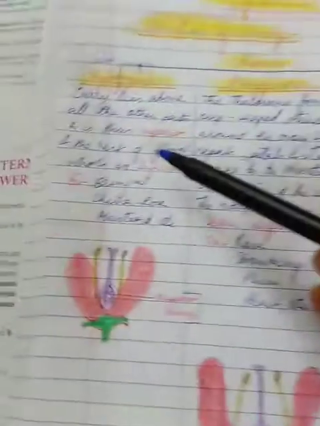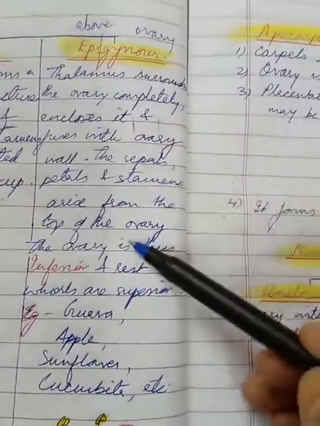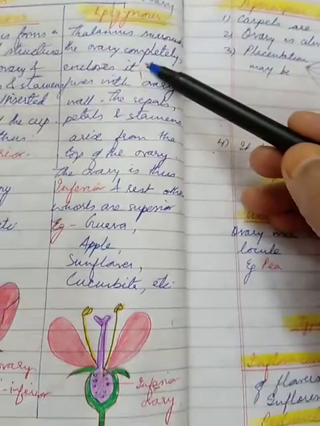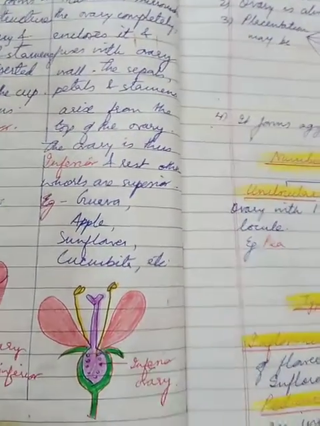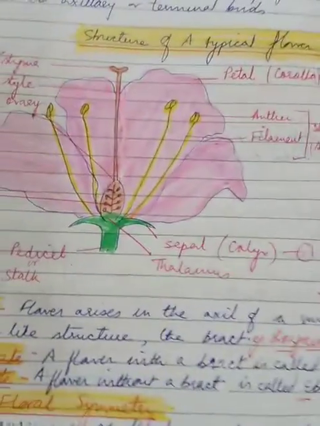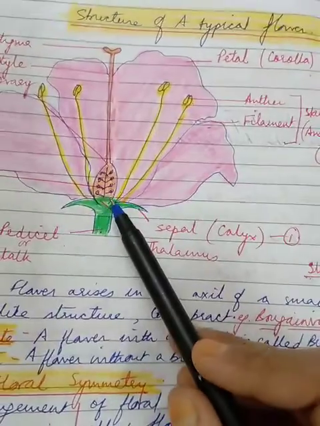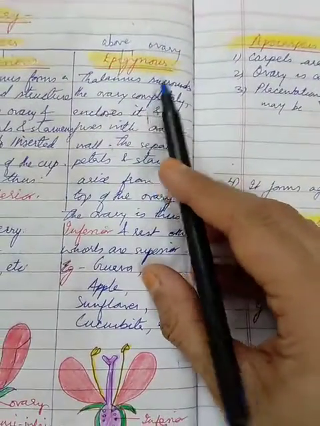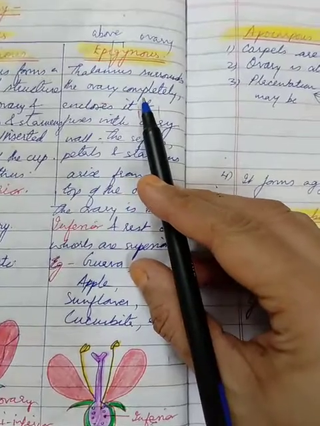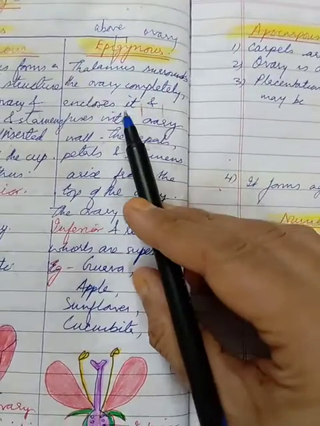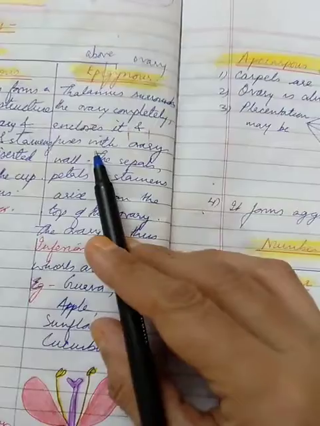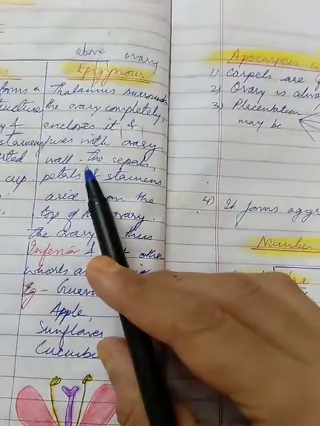So what is this by definition? This is just the opposite of hypogynous. Just the opposite is epigynous. Thalamus surrounds the ovary completely. What is thalamus, children? Yesterday I told you thalamus is this raised portion of the platform where all the floral structures are attached. So here what we are saying is the thalamus completely surrounds the ovary, encloses it and fuses with the ovary wall.